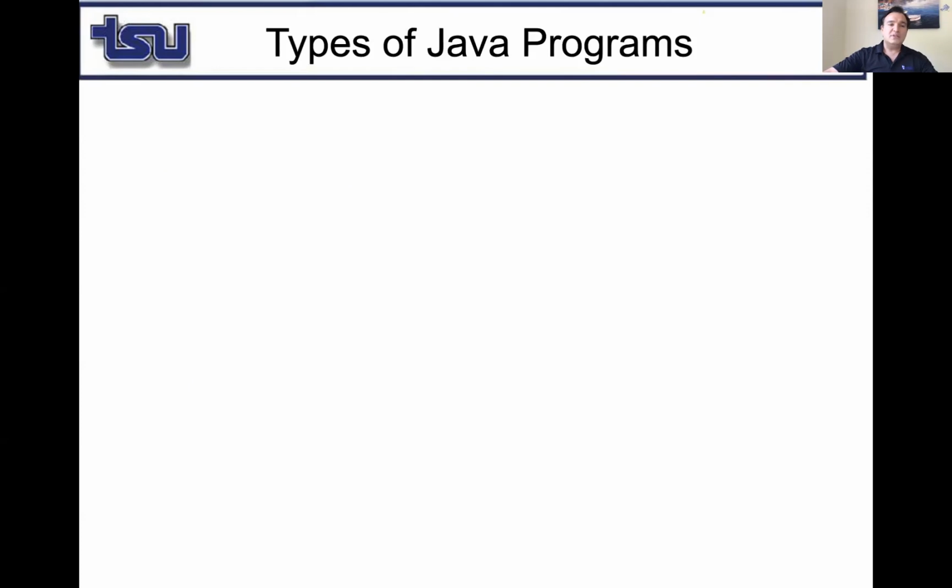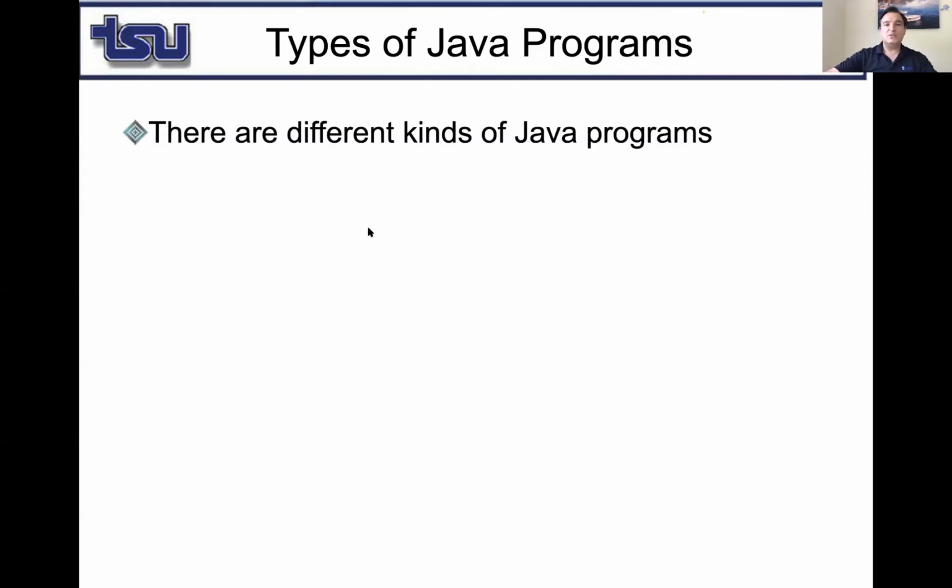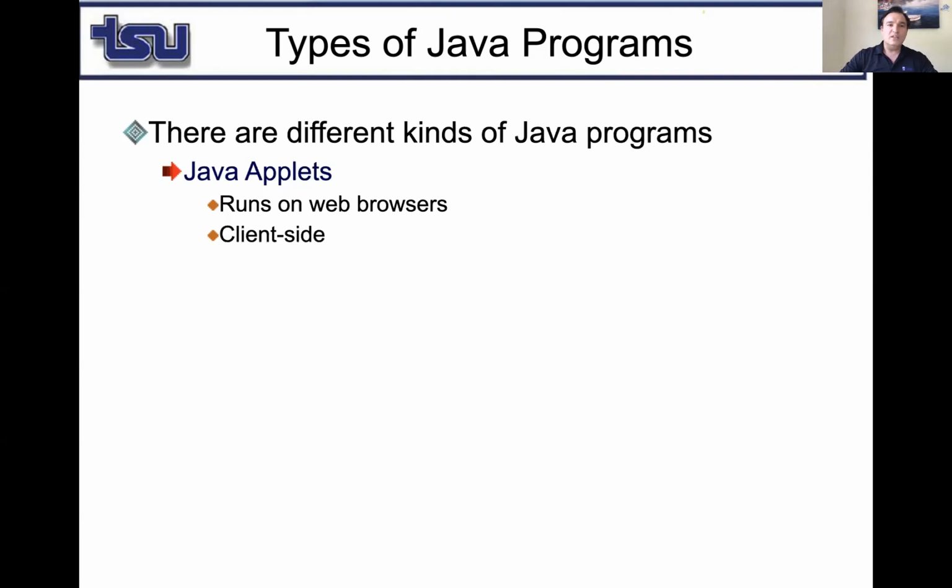Let's talk about different types of Java programs, and then I'm going to explain to you what we're going to focus on specifically in this class. Of course, there are different kinds of Java programs. For example, Java applets. Java applets are designed to run on web browsers, for example, Internet Explorer, Google Chrome, Safari, and so on. Applets are client-side software. In other words, the whole program is first downloaded to your web browser, and it runs on your local computer. They were pretty useful, especially to provide dynamic web content.